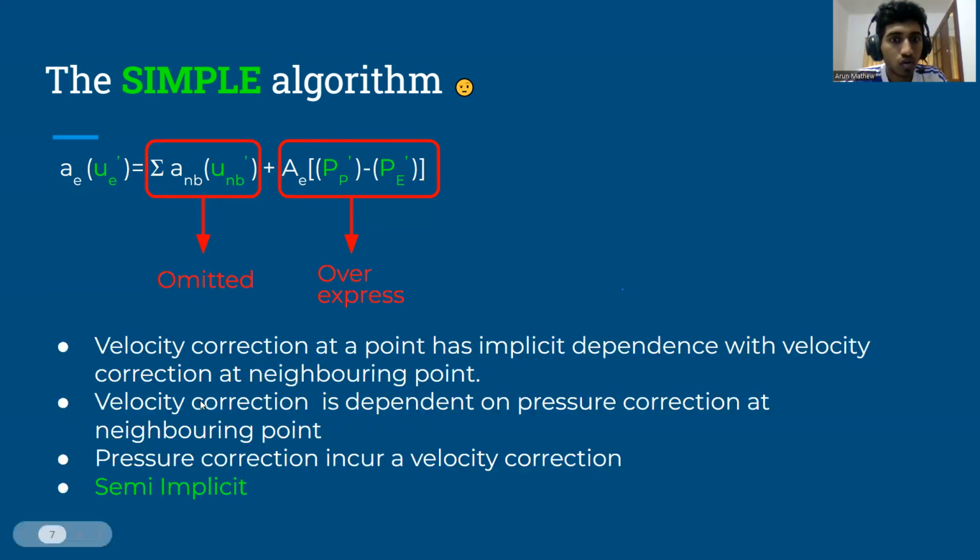So the velocity correction had an implicit dependence on the velocity correction at neighboring points. We have omitted the term. Velocity correction now depends on the pressure correction at the neighboring points, and the pressure correction at neighboring points will incur a velocity correction at the neighboring points. That's why this is known as the semi-implicit method. There is no implicit connection between velocity correction at a point and velocity correction at neighboring points, but there is a semi-implicit connection. This has nothing to do with the time-dependent semi-implicit methods like Crank-Nicolson we have studied earlier.